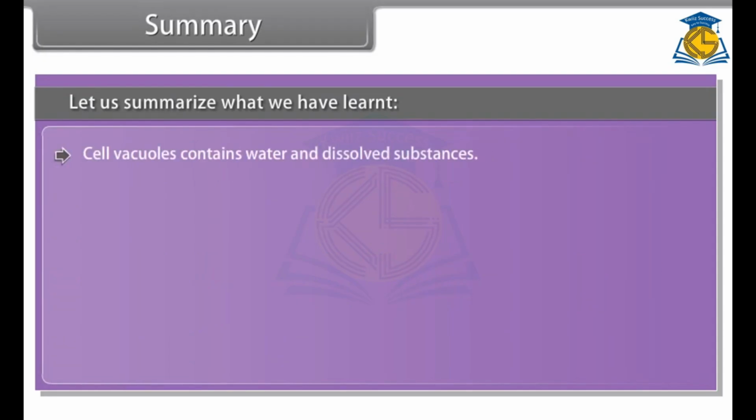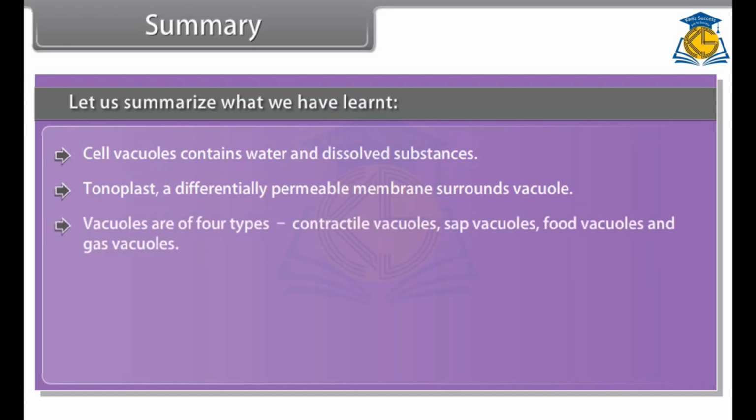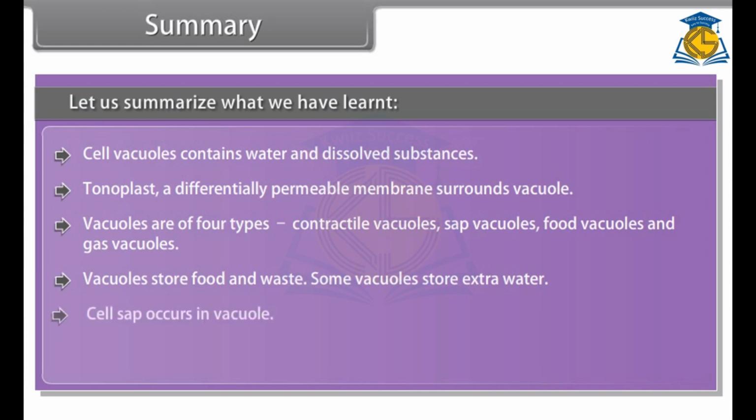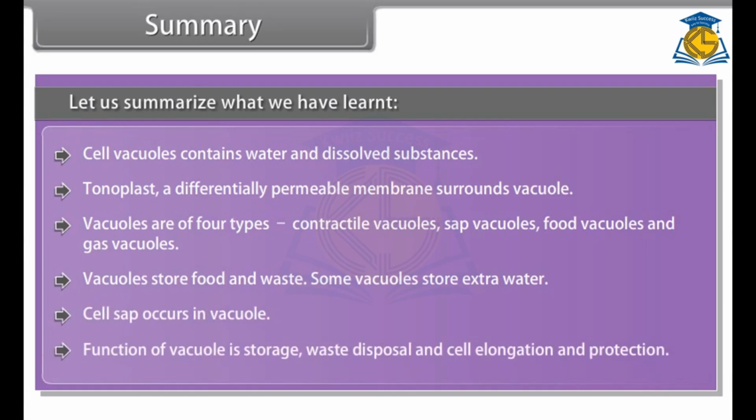Cell vacuoles contain water and dissolved substances. Tonoplast, a differentially permeable membrane, surrounds the vacuole. Vacuoles are of four types: contractile vacuoles, sap vacuoles, food vacuoles, and gas vacuoles. Vacuoles store food and waste. Some vacuoles store extra water. Cell sap occurs in the vacuole. The functions of the vacuole are storage, waste disposal, cell elongation, and protection.